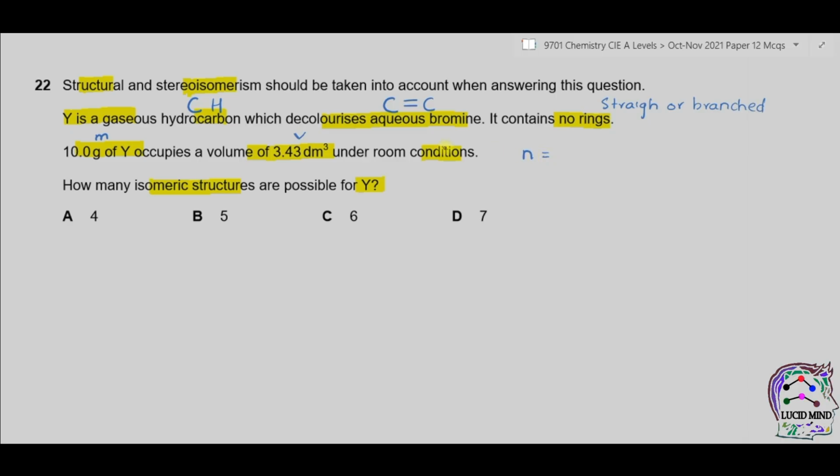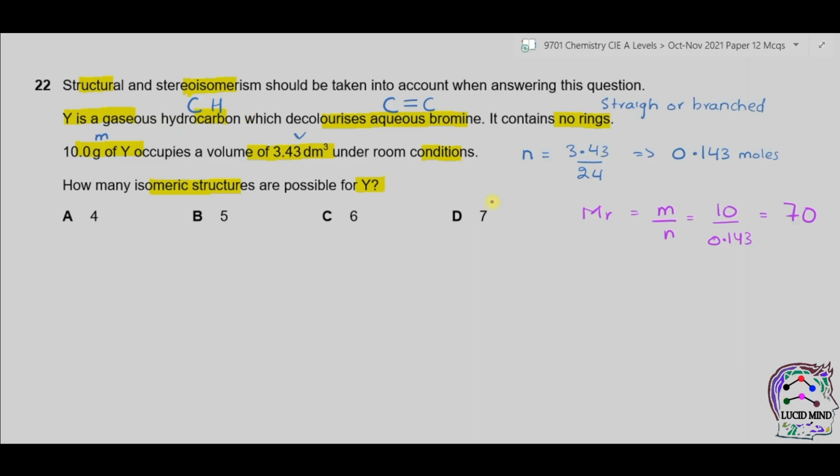As we know that number of moles is equal to volume in decimeter cube divided by 24 decimeter cube. So it is equal to 0.143 mole. Secondly, we can use mass in grams to find out the molecular mass. As number of moles is equal to mass in grams divided by molecular mass, or we can say that molecular mass is equal to mass in grams divided by number of moles. Mass in grams is given, it is 10 grams. Number of moles is calculated, 0.143. So now the molecular mass should be equal to 70.